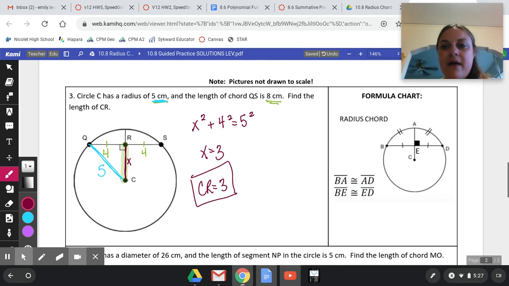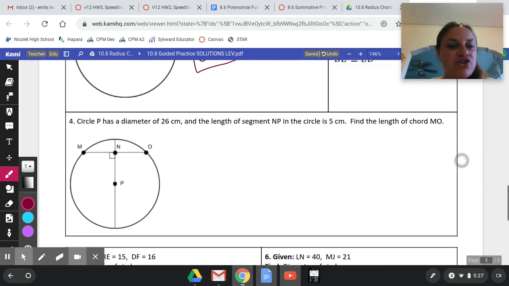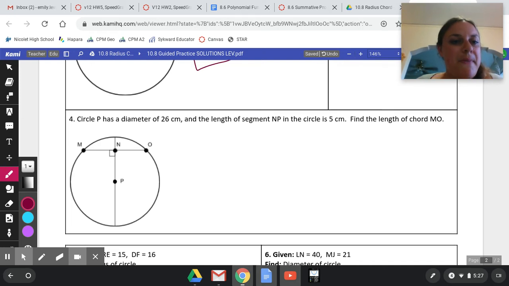Okay, so this right here, this image on the right, is from your formula chart. So if you're looking at your formula chart, you're like, where is this? That's what we're showing right over here. That's the relationship.